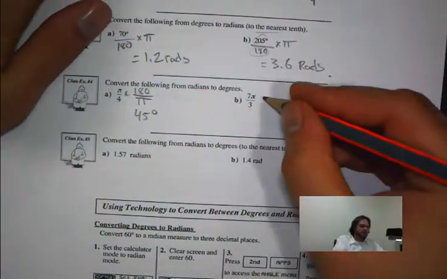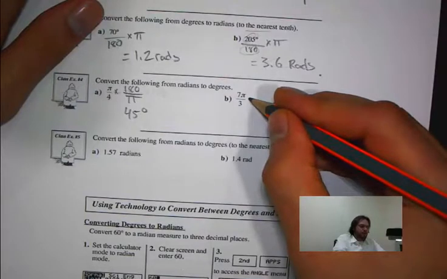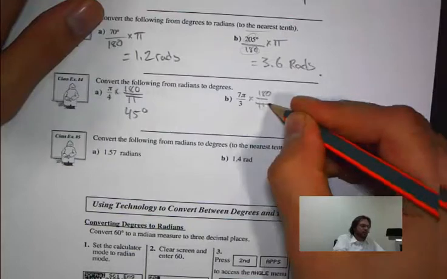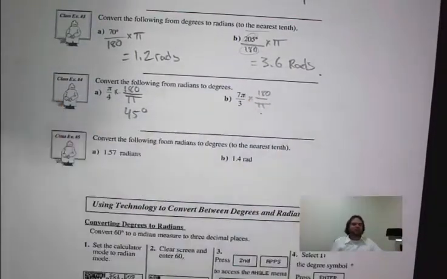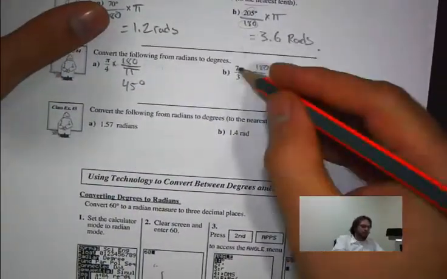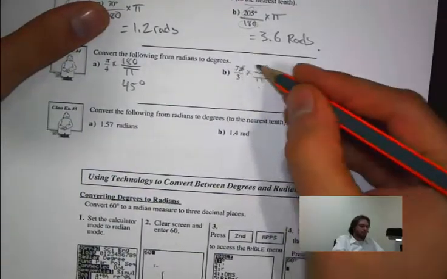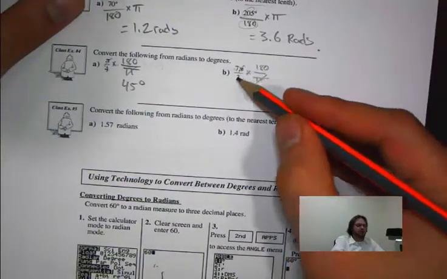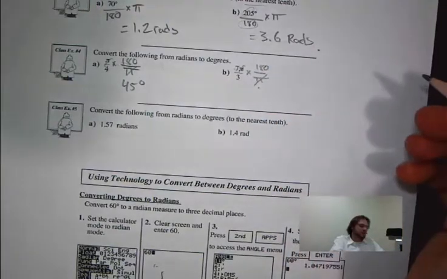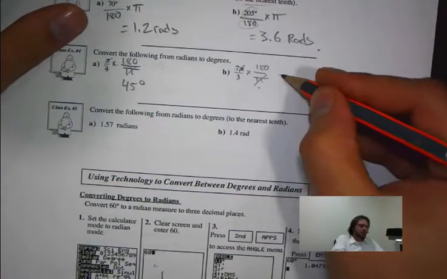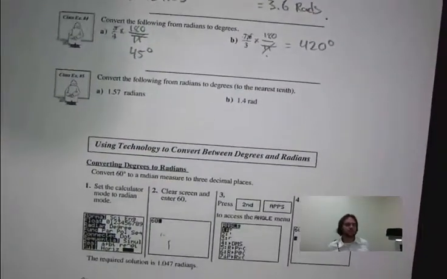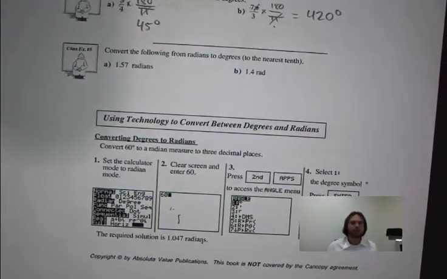Let's take a look at the next one. 7 pi over 3. Well, I'm multiplying by 180, because I want degrees, and I have to get rid of my radians. So let's get rid of my pi terms. Well, that's going to be 7. These pi's cancel off, just like they did there. So I have 7 times 180 divided by 3. First I'm going to divide that by 3, which would give me 60. 60 times 7 is 420 degrees. That's it.